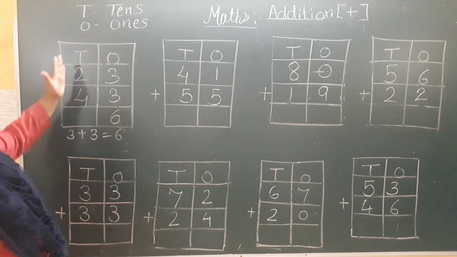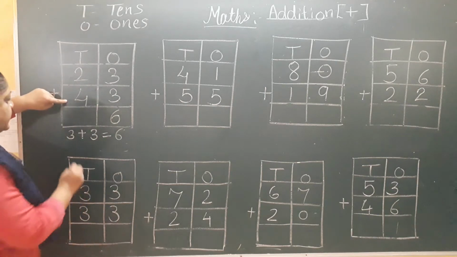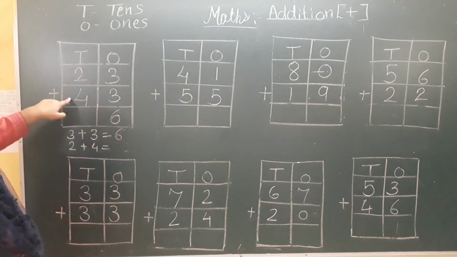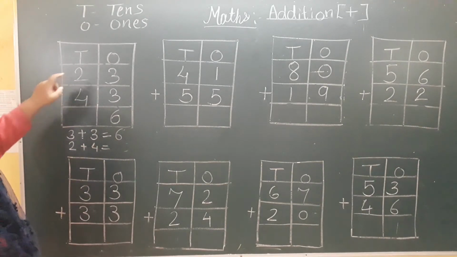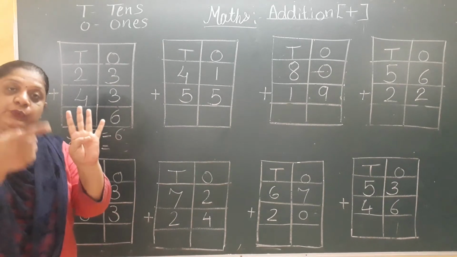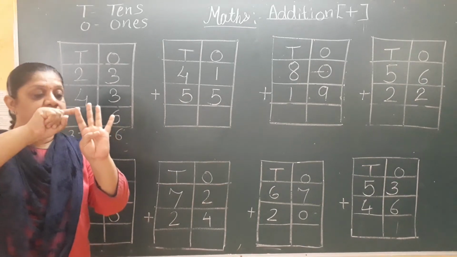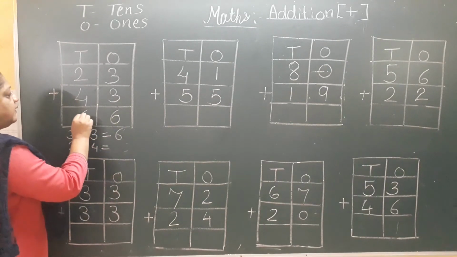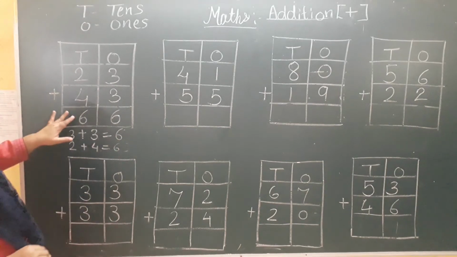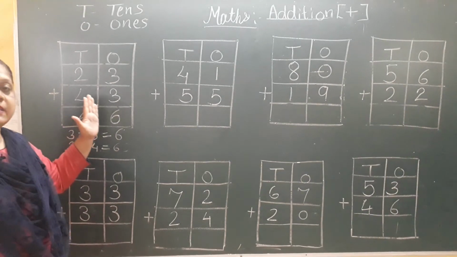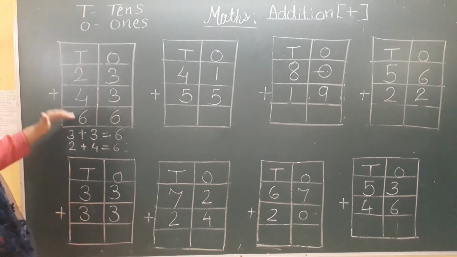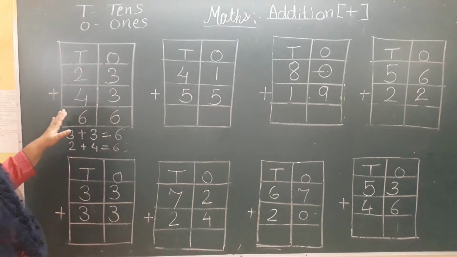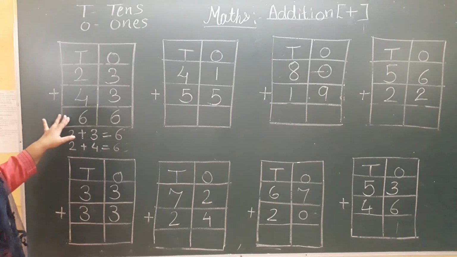Now see the tens column. 2 plus 4. You just count 4 fingers after 2: 3, 4, 5, 6. Write it right under tens. The answer is 66. Again, you just read this sum: 23 plus 43 is equal to 66.